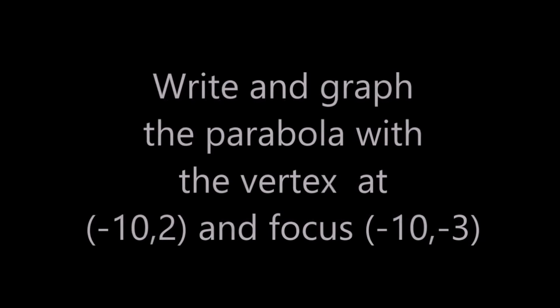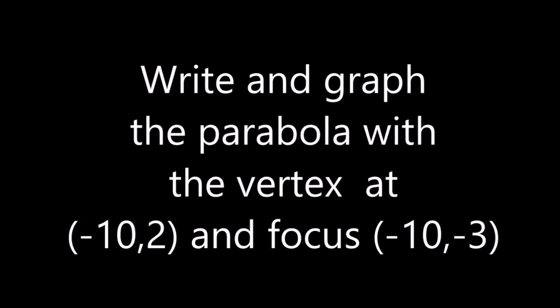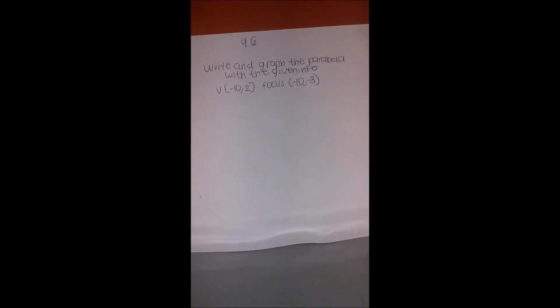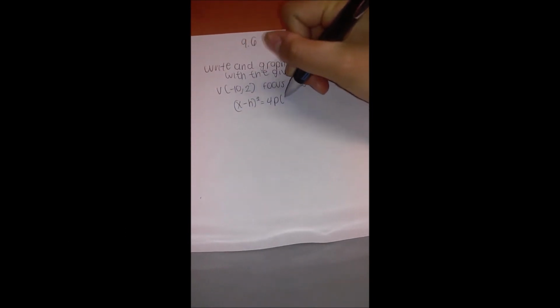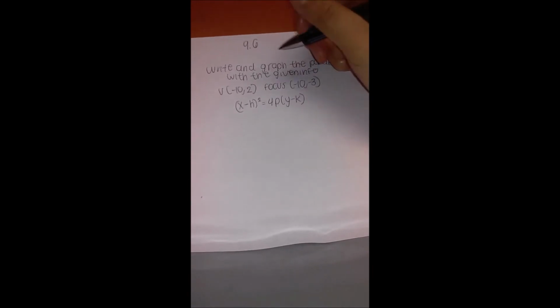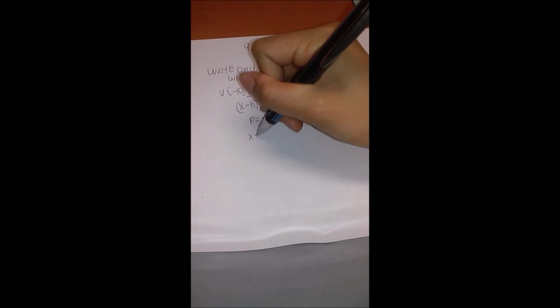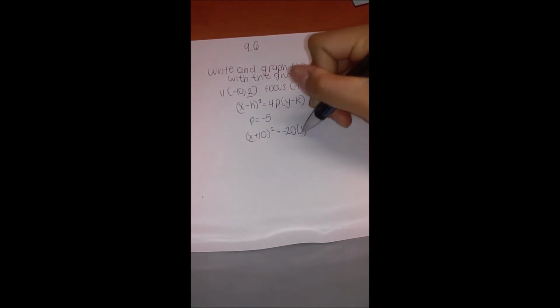Given that the vertex is at -10, 2 and the focus is at -10, -3, we have to plug it into the equation (x minus h) squared equals 4p(y minus k). P would equal -5. We then later get (x plus 10) to the power of 2 equals -20(y minus 2).